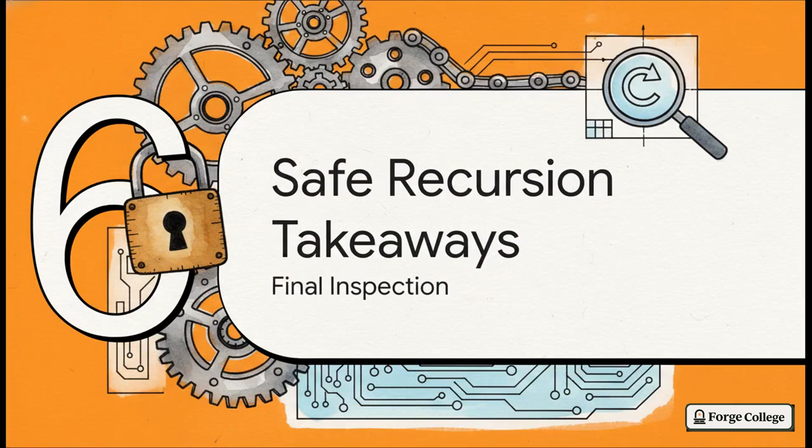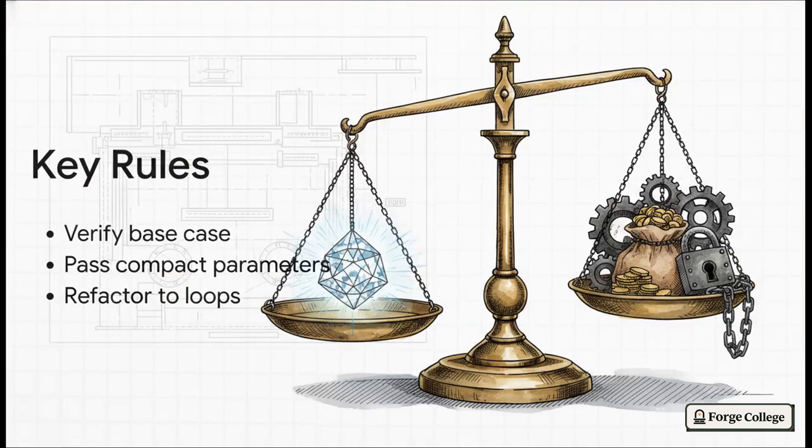Finally, Section 6, Safe Recursion Takeaways. Let's do a final inspection and lock in the key engineering rules you really need to remember. The absolutely crucial point here is balancing the elegance of divide and conquer logic with the really harsh constraints of EVM gas and call frame overhead. First, always verify you have a correct base case. Never ever leave a recursive loop open-ended. Second, always pass compact parameters. We're talking single indices or accumulators, definitely not giant memory arrays.